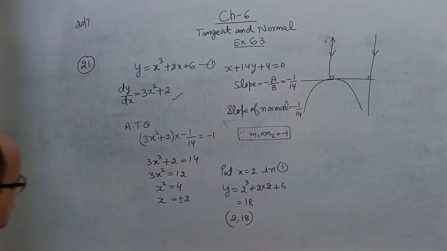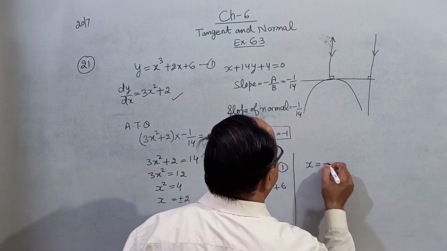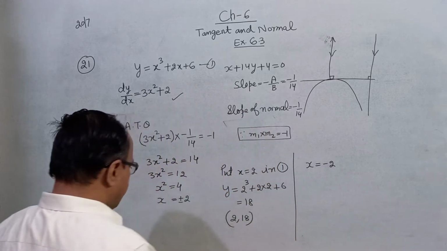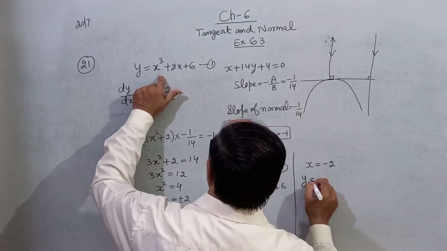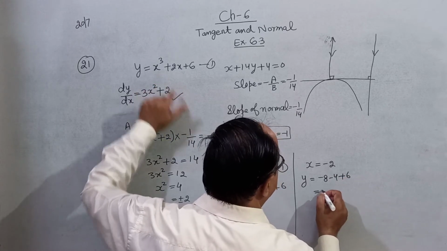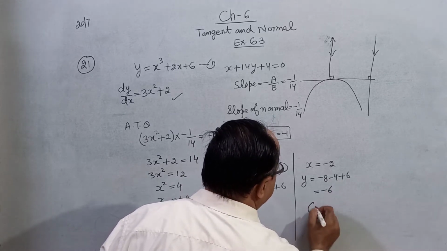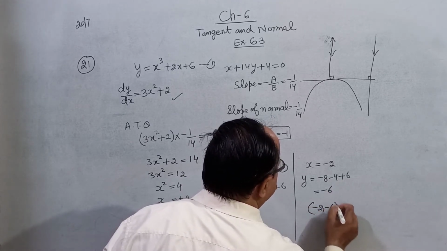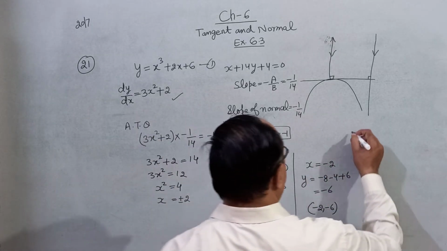Clear? When you put x is equal to minus 2, then the value of y is minus 8 minus 4 plus 6, that is minus 12 plus 6, minus 6. Therefore, you can say minus 2 and minus 6. These are the points of contact. And now you can find the equation of normal.